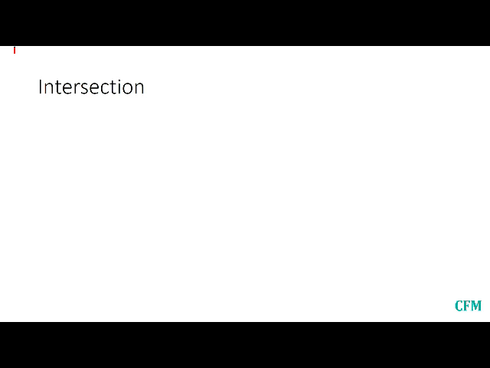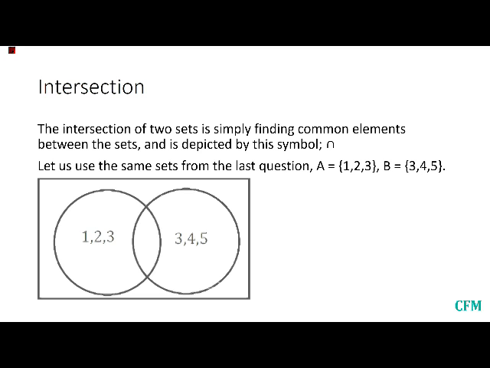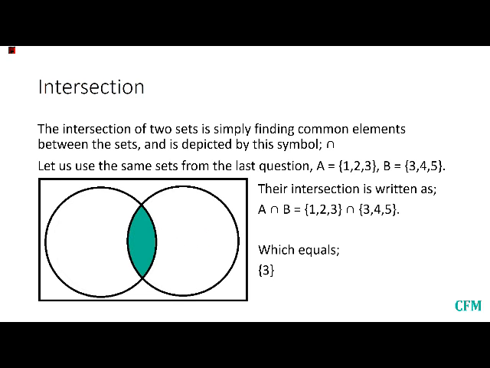So I'll move on to intersection. The intersection is essentially finding the common elements between the sets, and it has the opposite symbol to union, so it is the U upside down. We are going to be using the same sets, which is A is equal to 1, 2, and 3, B is equal to 3, 4, and 5. So the intersection is written as A upside down U B, and we're simply finding the elements that are common in both sets, which is 3. So when you shade it, it looks like essentially the intersection part between the two circles, and that intersection has the value 3.